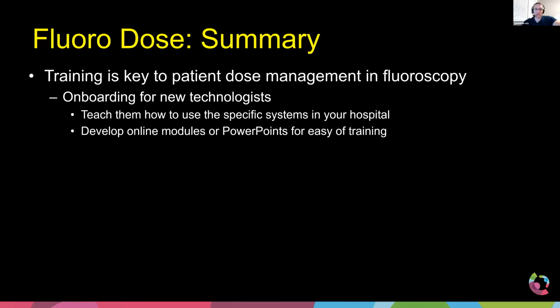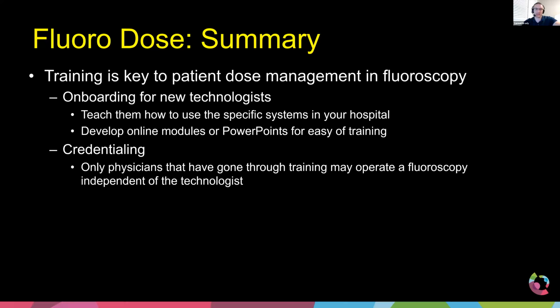Training is very important. At least at our hospital, I don't know how you do it, but this is just a recommendation, we always do onboarding for all of our new technologists. We make sure they're trained on the technology at the hospital. They know how to do fluoroscopy, that's why they went to school, but they may not have used a Siemens or a GE or a Canon machine. So they go through an in-person, hands-on training, and then they do an online PowerPoint on the web at our institution.